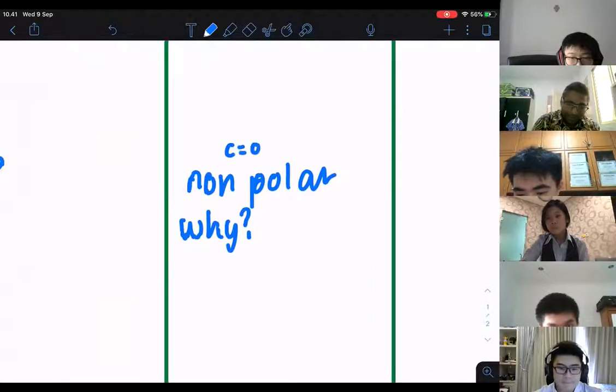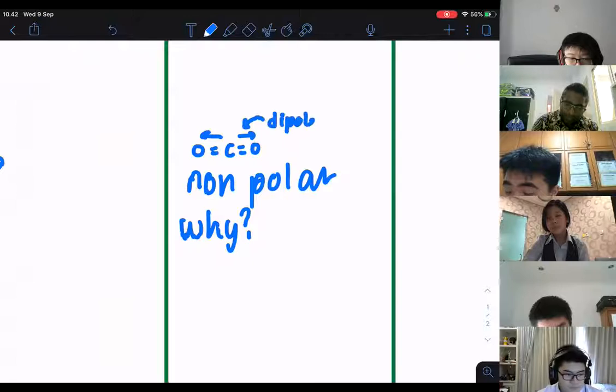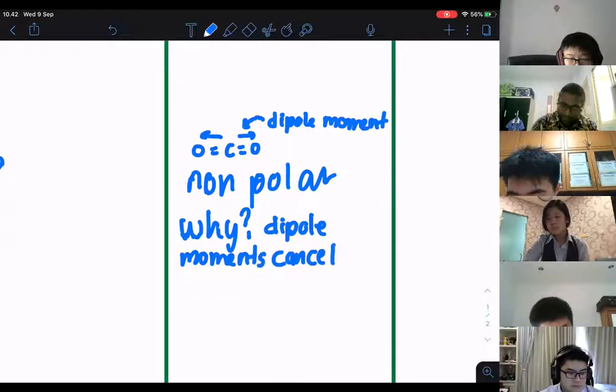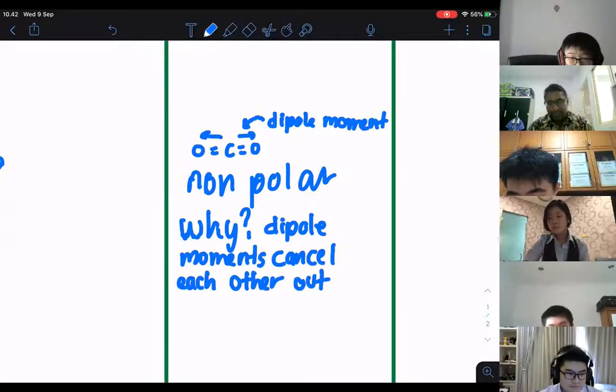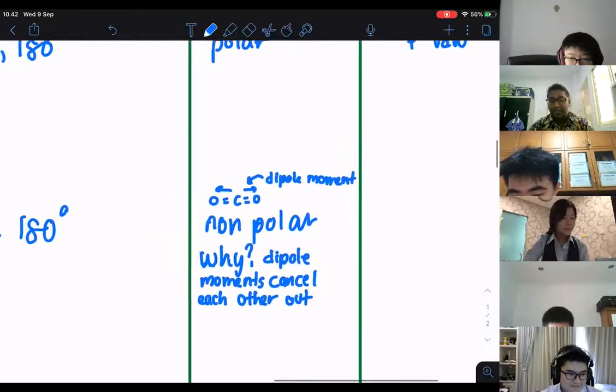So in this case, you have this bond is polar, so you are going to create some kind of a dipole over here. That arrow over here is called the dipole moment. So what happens over here is the dipole moments cancel each other out. So I want you to mention the dipole moment. That's the term that we need to use. The dipole moments cancel each other out.